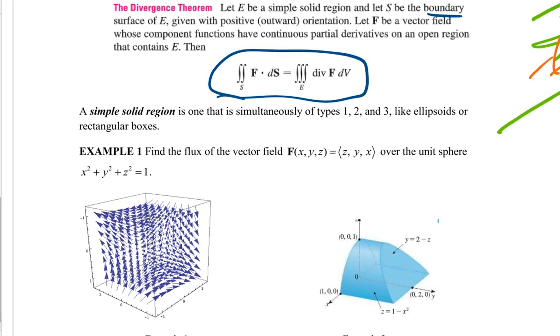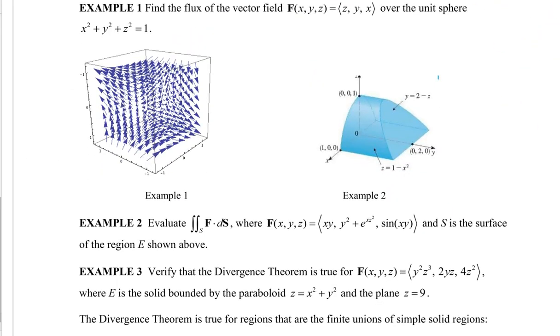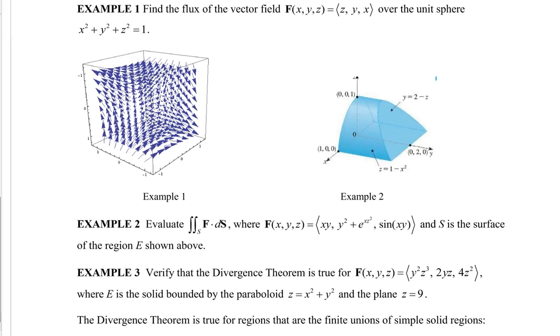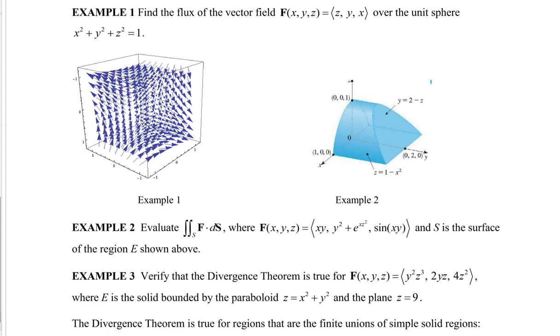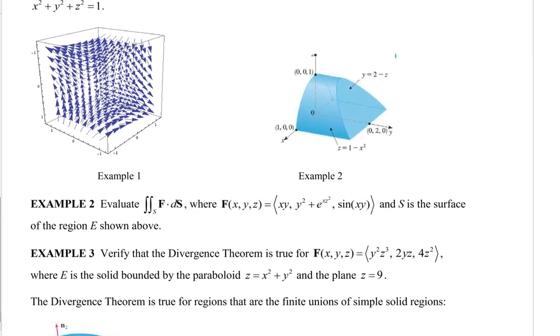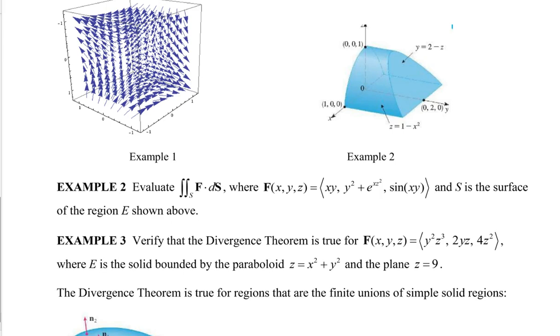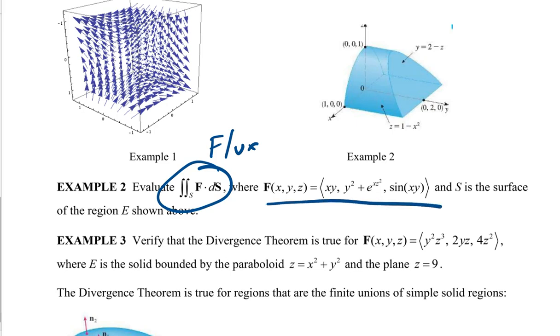All right. So a really good example of how much easier it would be is to look at example 2 here. Example 2 says evaluate the double integral of F dot dS. This is the flux of this vector field. So there's some vector field going through this. Whatever, who knows. And S is the surface of the region E shown above.